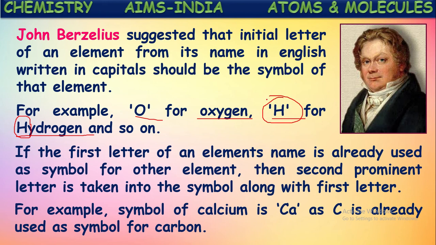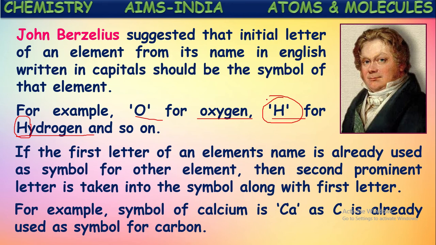One more example they have given is C here. The symbol of calcium is Ca because C is already used as the symbol for the element carbon. For both carbon and calcium the starting letter is C only. But the C is given to carbon, the element discovered initially, as its symbol. Now for calcium, along with the first letter C, the second prominent letter A is also taken into its symbol. So now the symbol of calcium becomes Ca.